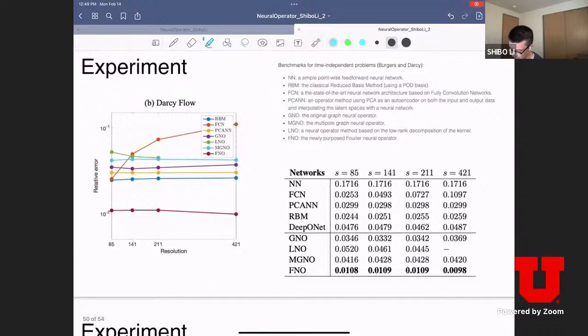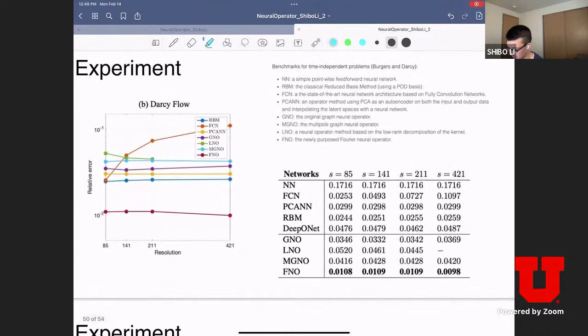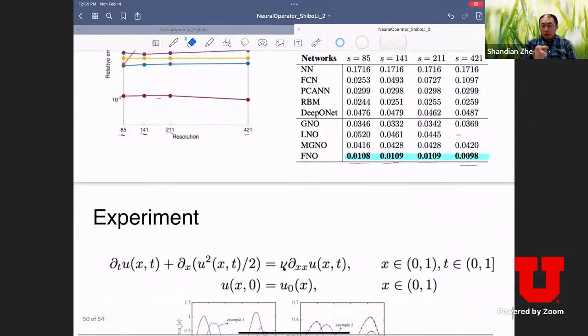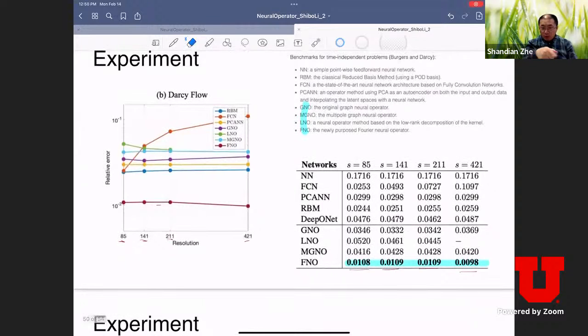Numerically they compared several methods like the vanilla neural network, RBM, the reduced basis method, and fully convolutional neural networks. I don't know what that is, and for their variants, the Fourier net achieved this error. Very interestingly, that reflects their results: this error is invariant of the meshes. You can see they increase the resolutions of the solution field, but you can achieve relatively constant error. Yeah, here you can see the DeepONet has a kind of similar trend.